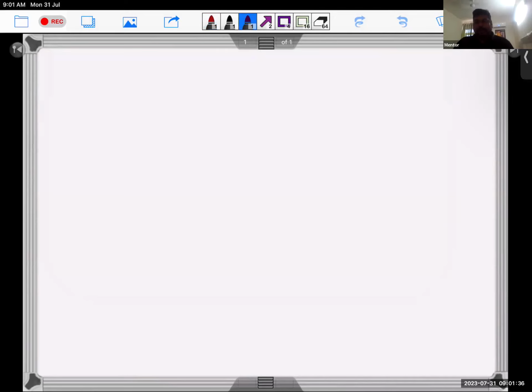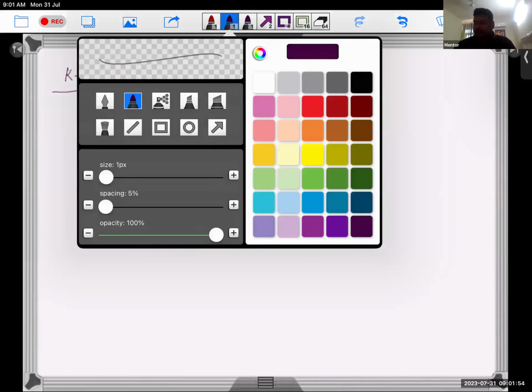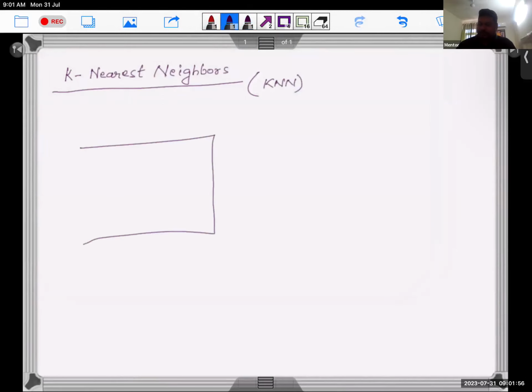All right, let's do a quick recap of what we had discussed. I'll only talk about the algorithm. We were looking at an algorithm called k nearest neighbors, also called KNN for short. In this algorithm, imagine we are given a data set.